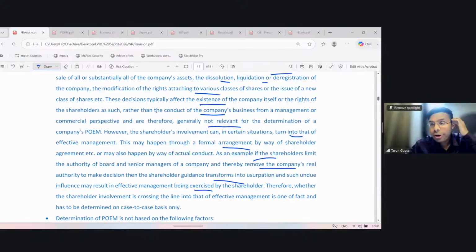So if shareholders restrict the powers of the board or senior management, and they are actually taking the decisions for the conduct of the company, and the decisions being taken by them are the key management and commercial decisions, then the place where such decisions are taken by these shareholders shall be the place where the POEM is situated. Whether shareholder involvement is crossing the line to that of effective management is a question of fact and has to be dependent on a case-to-case basis.